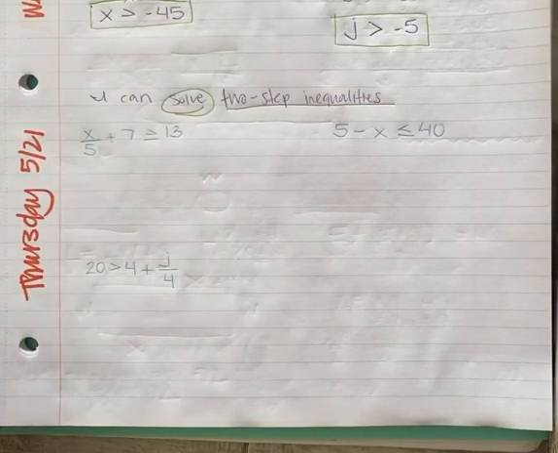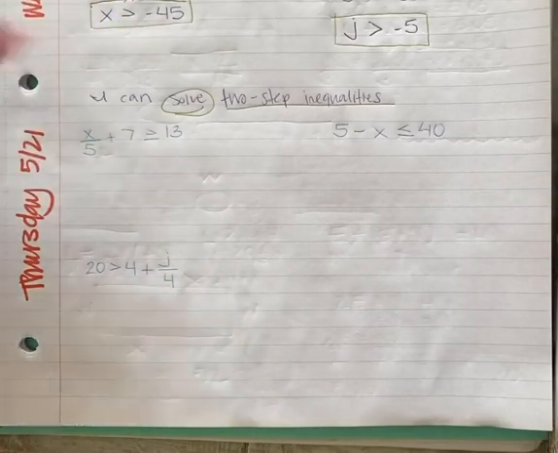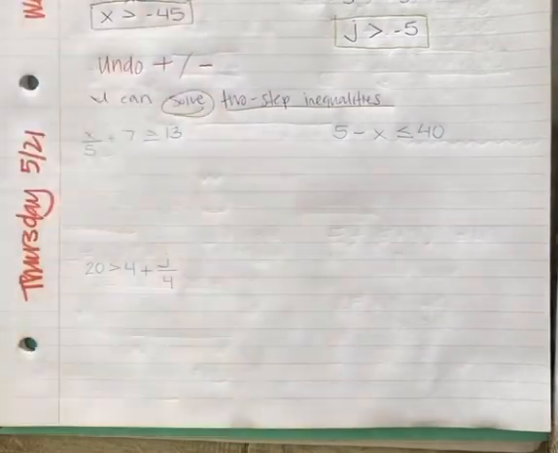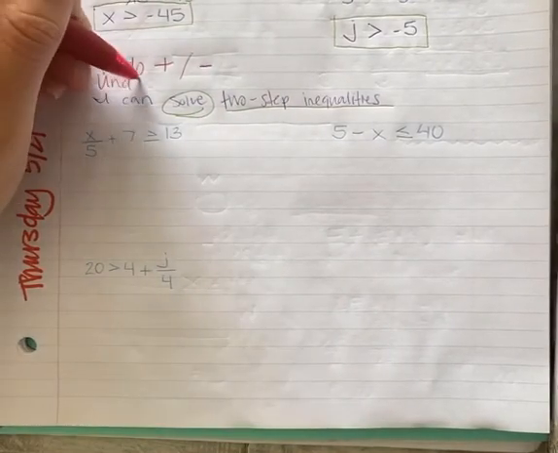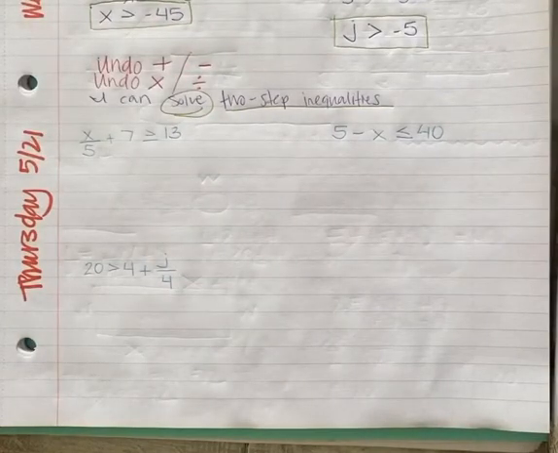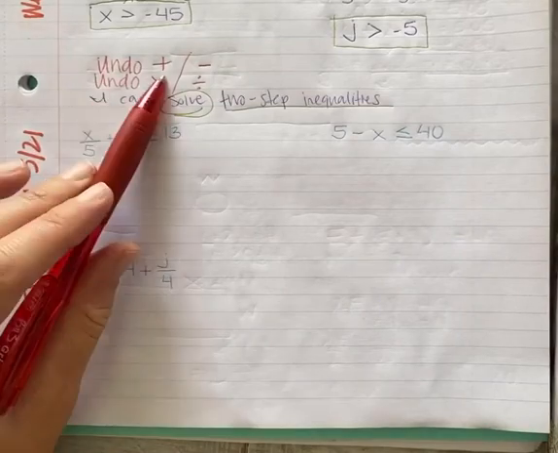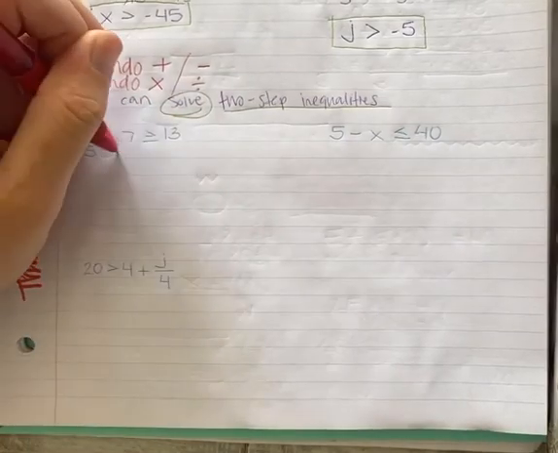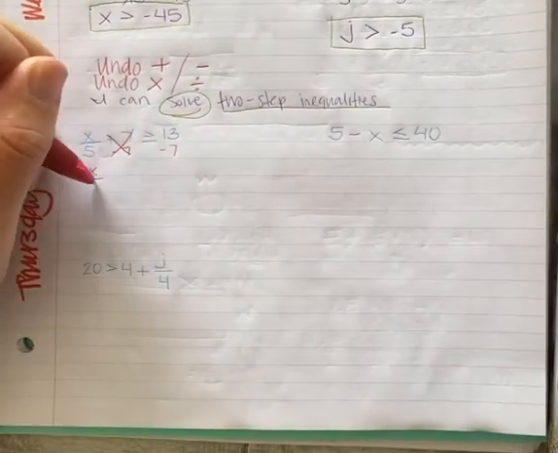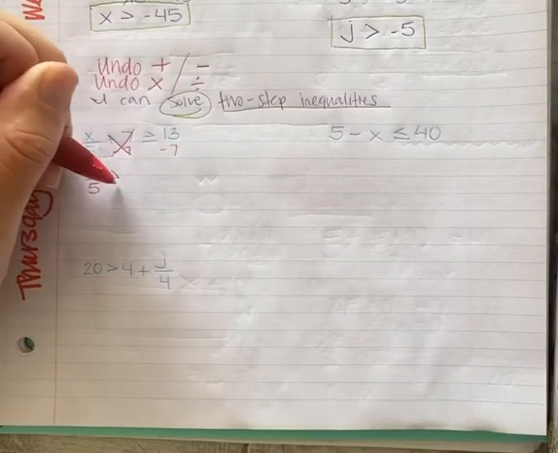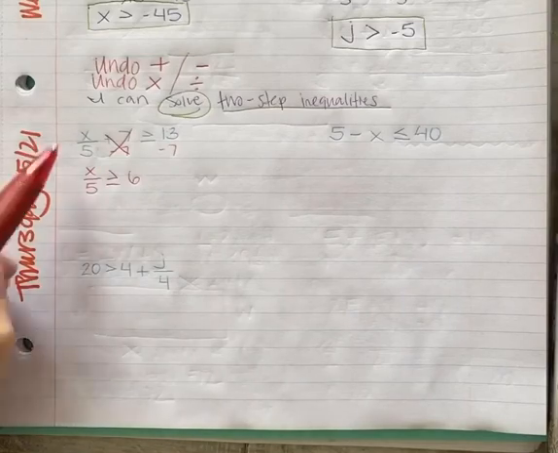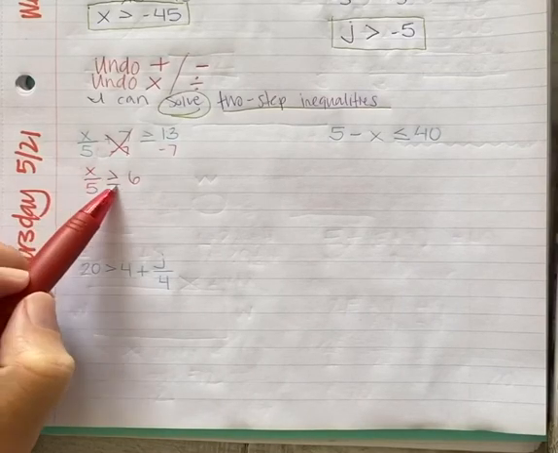Just like equations, the first thing we need to do is undo the addition or the subtraction, and then we undo the multiplication and division. Okay, so here to undo the addition or subtraction, we're adding 7, so we're going to subtract 7 from both sides. These cancel out. We have x over 5 is greater than or equal to 13 minus 7 is 6.